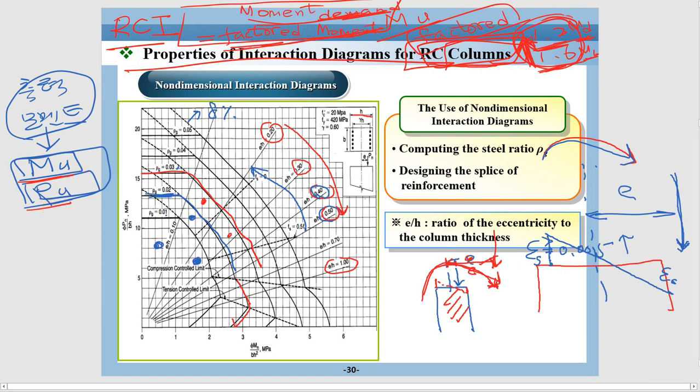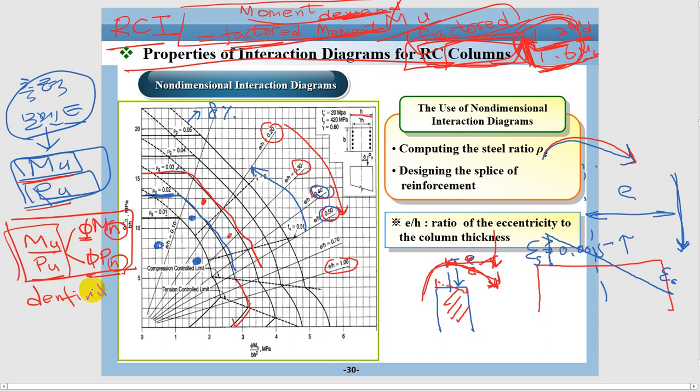Do you understand? So make sure that one more time. MU, PU is less than phi MN, phi PN. So here we say nominal, and we multiply phi factor to make nominal to design moment and design axial force. And MU and PU, it's called a factored moment, factored axial force. Don't forget this. I may ask you this definition in exam. Okay. You get this question right if I give you one in the exams.